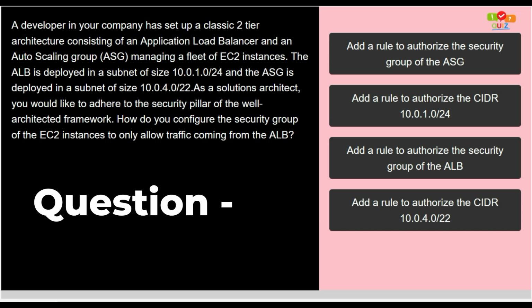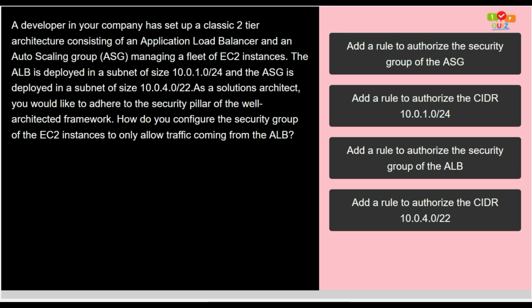A developer in your company has set up a classic two-tier architecture consisting of an application load balancer and an auto-scaling group managing a fleet of EC2 instances. The ALB is deployed in a subnet of size 10.0.1.0/24 and the ASG is deployed in a subnet of size 10.0.4.0/22. As a solutions architect, you would like to adhere to the security pillar of the Well-Architected Framework. How do you configure the security group of the EC2 instances to only allow traffic coming from the ALB?